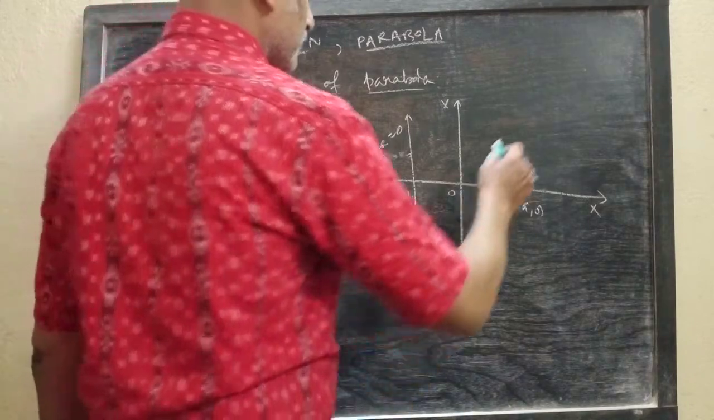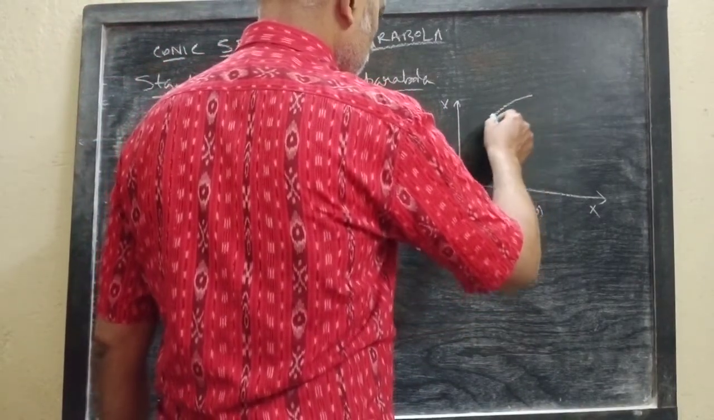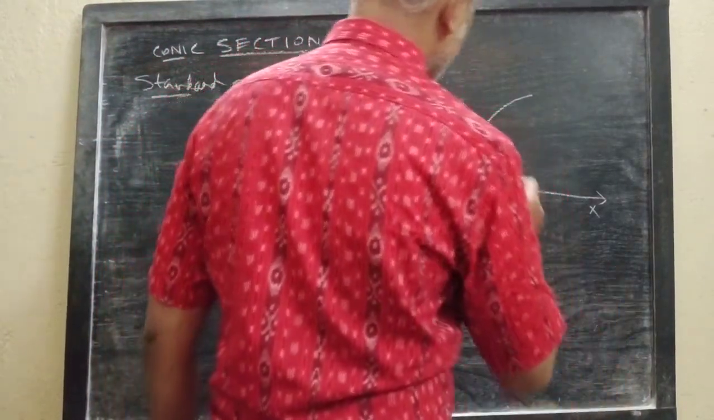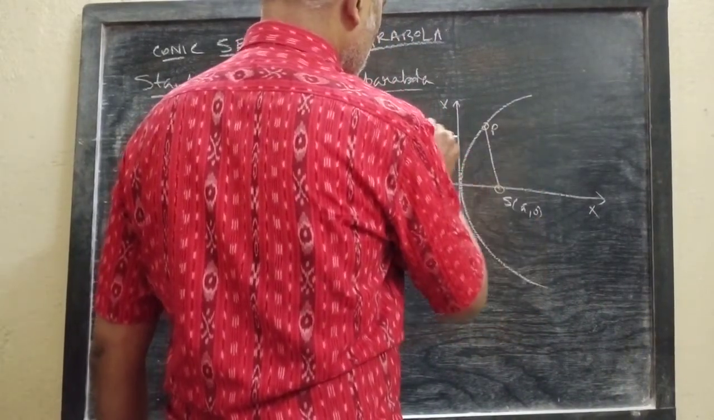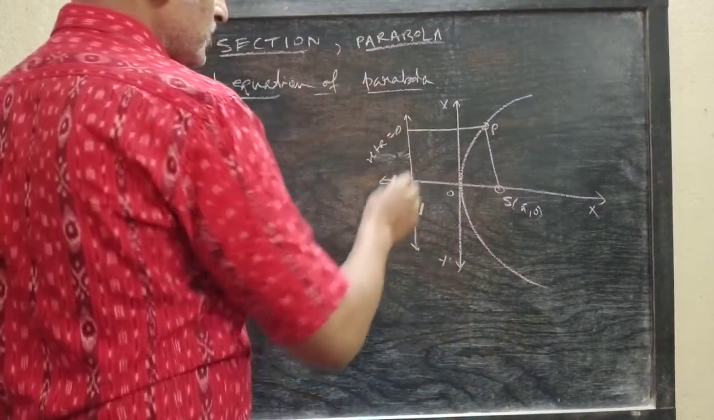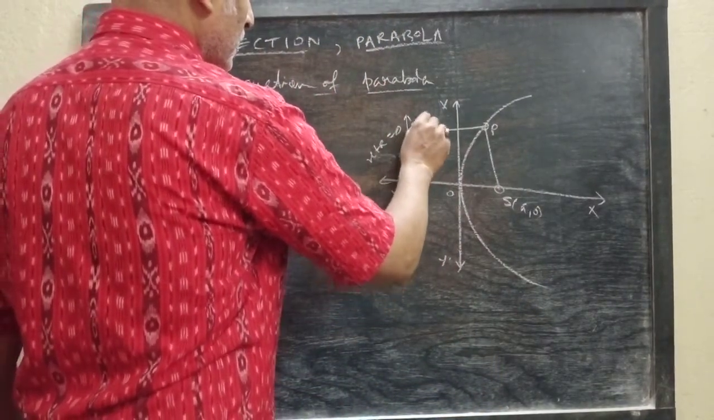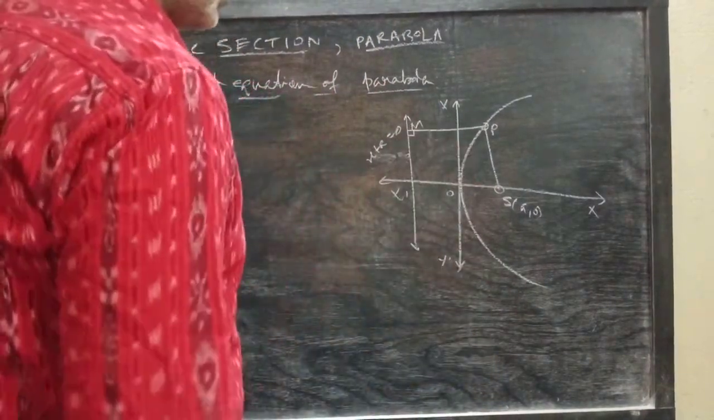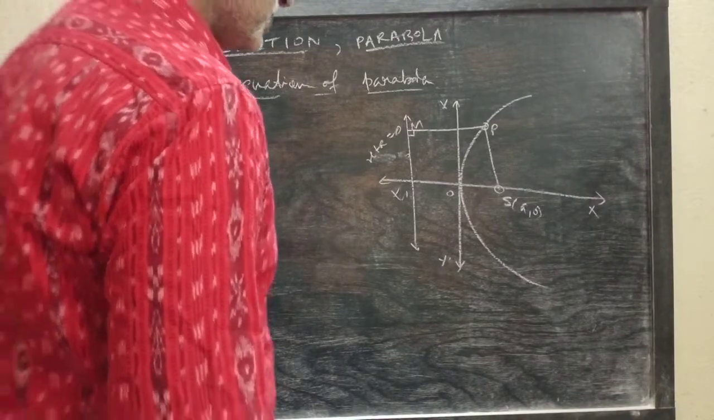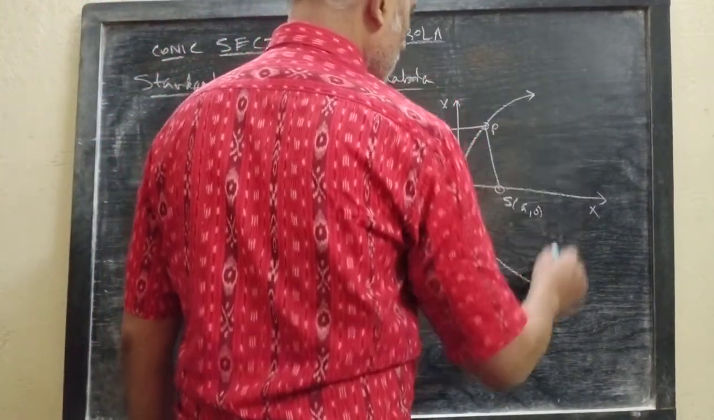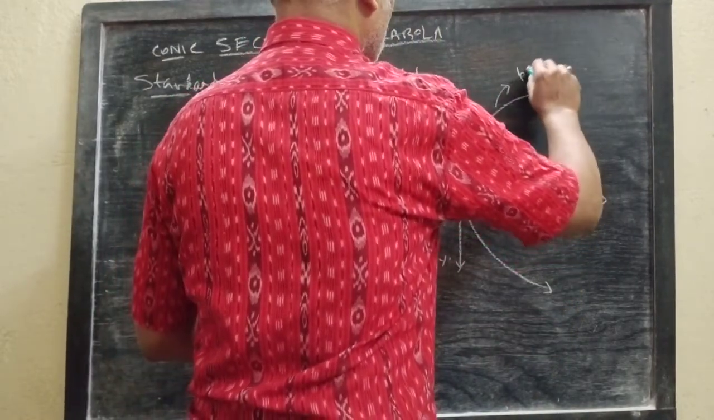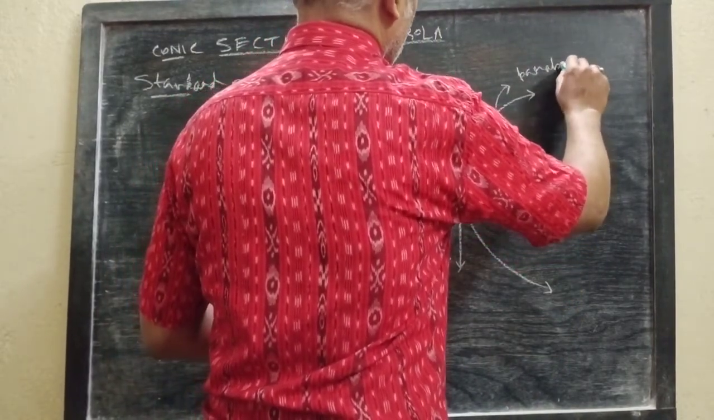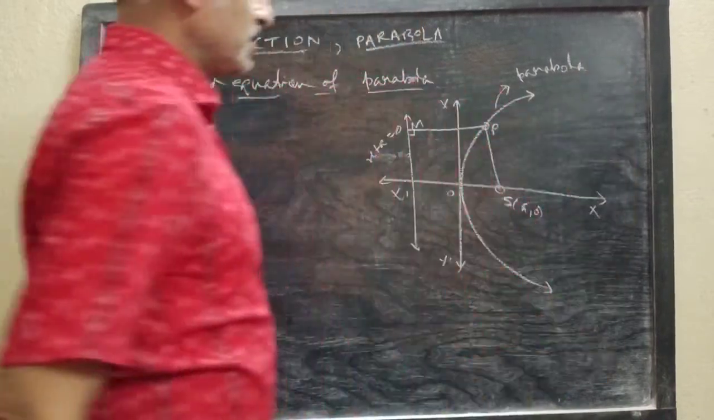Then we will get a curve like this. In each position of the point P, PS by PM is 1 here. So this locus is called a parabola. This is a parabola. Let us find its equation.